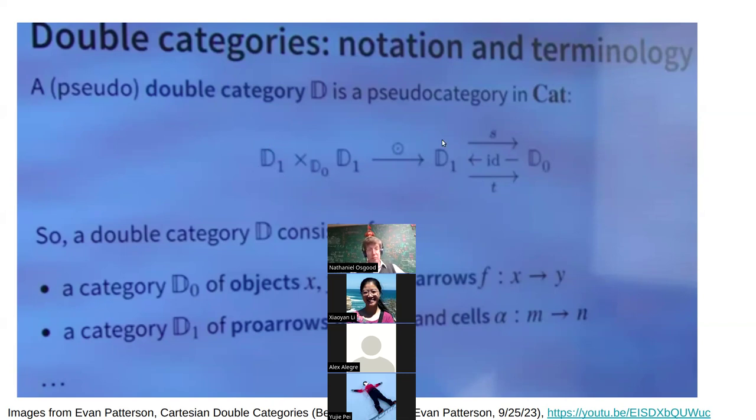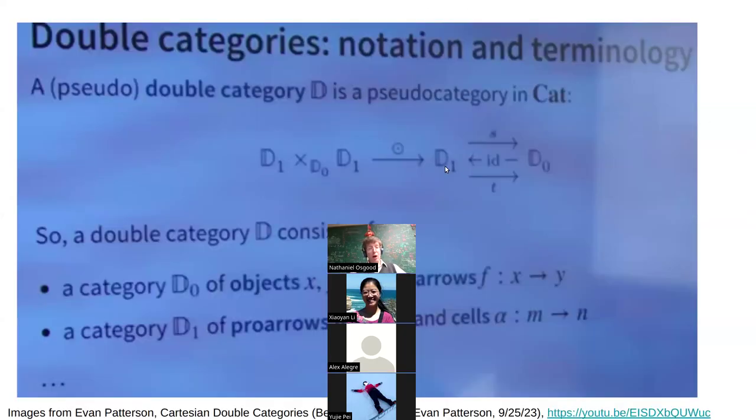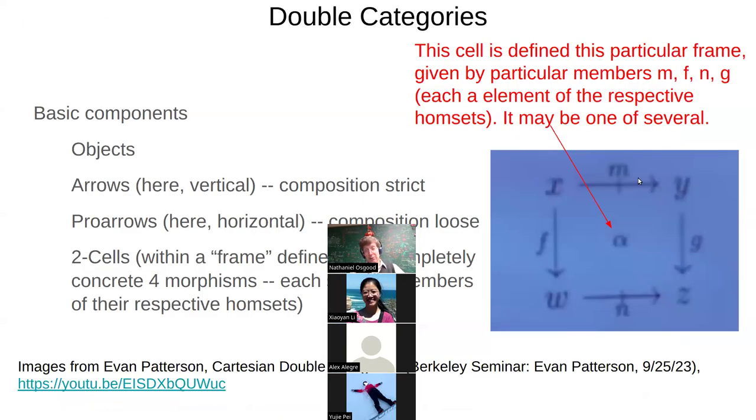So it maps morphisms to morphisms. What's a morphism in D1? Who can remember what a morphism in D1 is? It's a two cell. D0 is the category of objects and vertical morphisms. The objects of D0 are objects. They're these guys. The morphisms of this are the vertical arrows. D1, the objects are what? We just said it. Pro arrows. They're first and foremost objects. They happen to have a source and target.